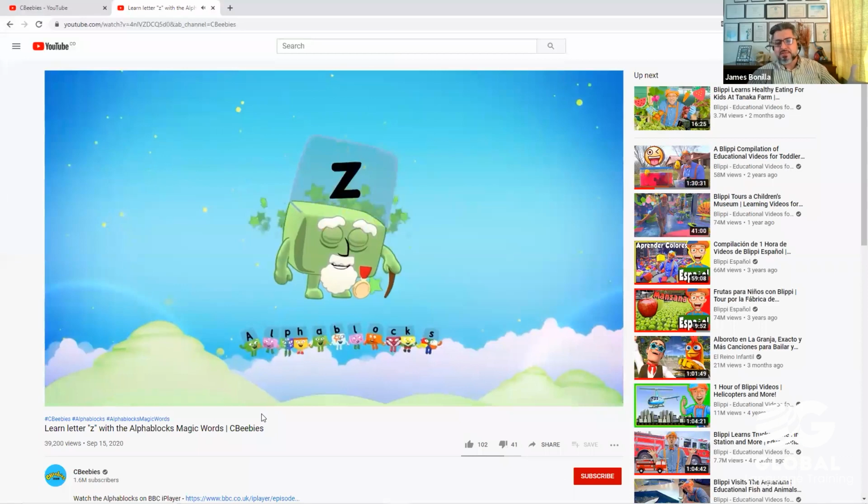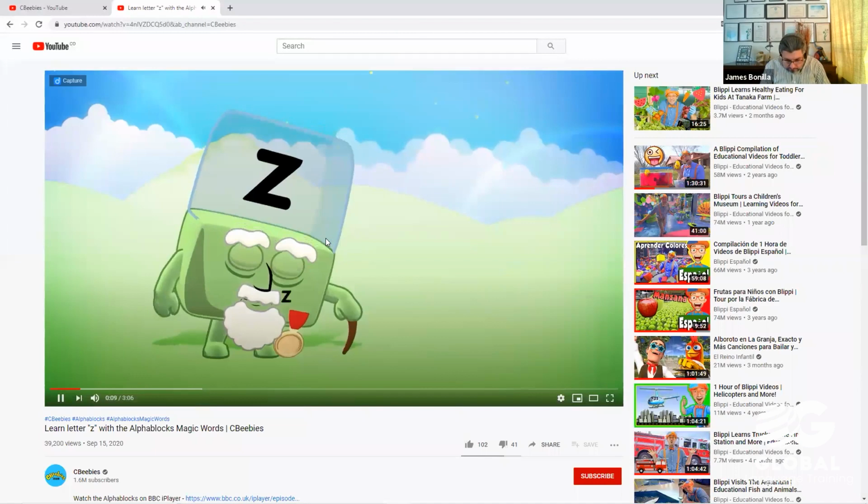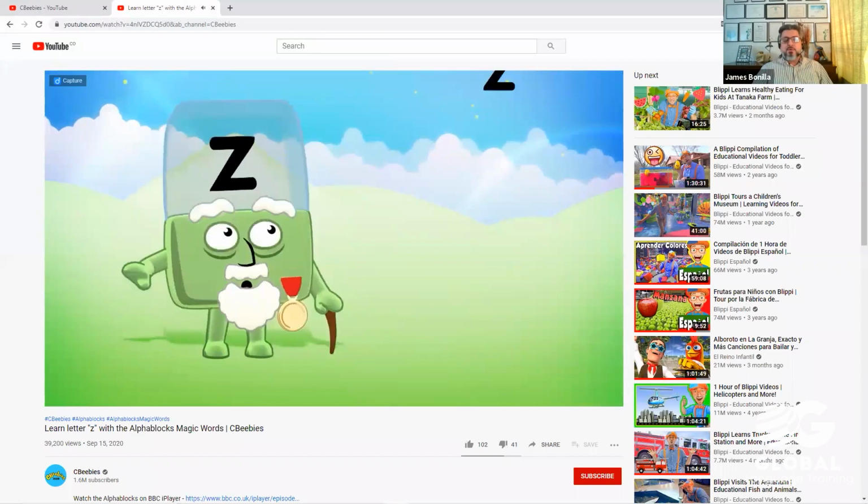Alpha Block Squared Magic are going to be appropriate. Let's meet Alpha Block Z. So you could say, well, this is Alpha Block Z. Z enjoys nothing more than dozing off and having a snooze. And you can have your students emulate the little characters. Time to do some word magic.